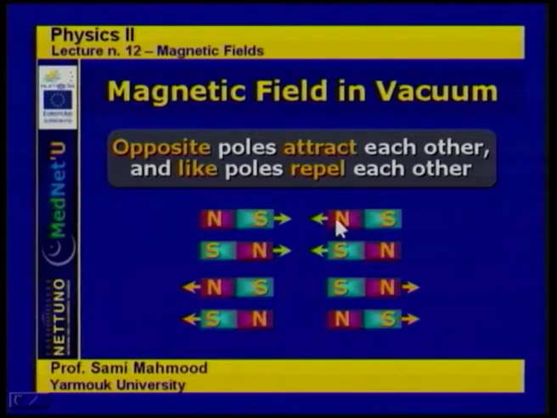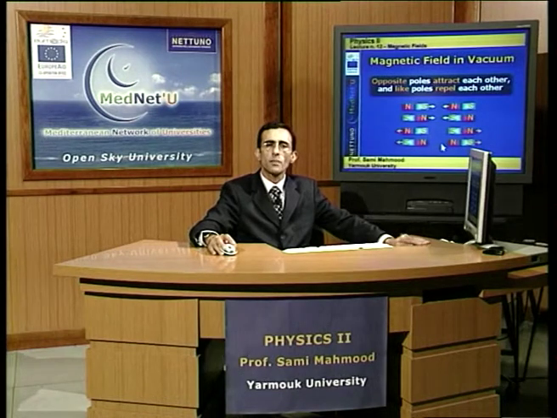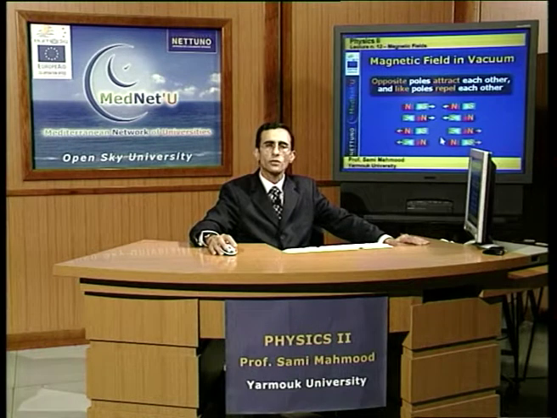So an N pole near an S pole would attract each other, and an S pole near an N pole would attract each other, and yet similar poles repel each other. If we put the S pole next to the S pole, they would repel, and similarly, N pole next to the N pole, they would also repel. So forces are either repulsive or attractive, and this is similar to the case of electrostatics too.